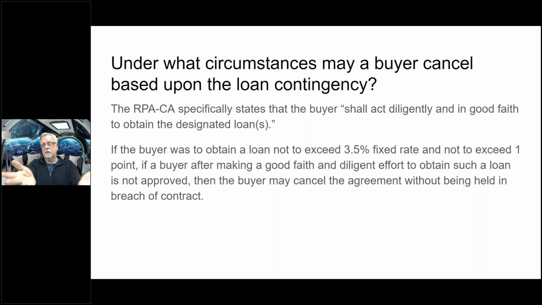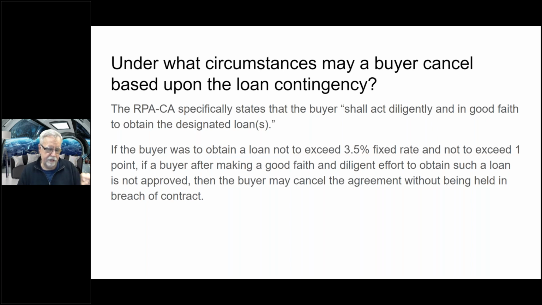So this is obviously an old one because I have a very, very high interest rate of 3.5%. But just go with me. Supposing it says in the loan terms 3.5%, but interest rates go up and they can't get 3.5%, then that means the loan contingency has not been met.